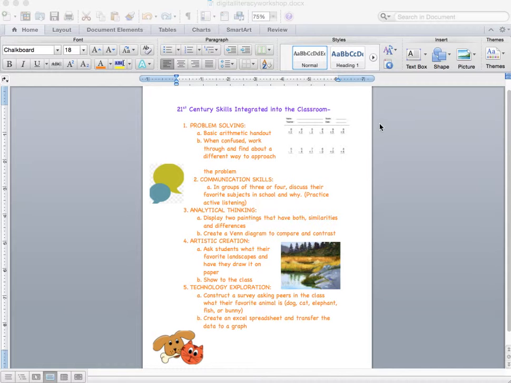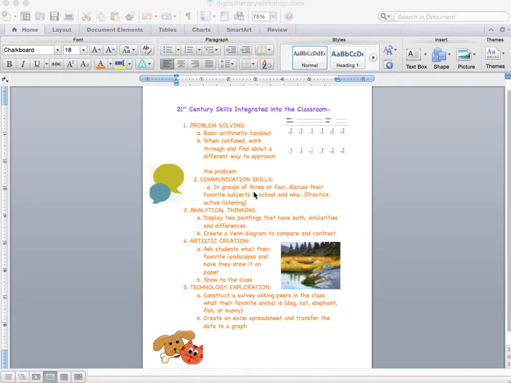these topics. So for problem solving, I would give my students a basic arithmetic handout, and if they happen to become confused on a problem, I would ask them to work through the problem in a different way and try to think about how they could receive an answer in a different way, and that's how I would get their brains thinking and how I would stimulate their brains from a different approach.